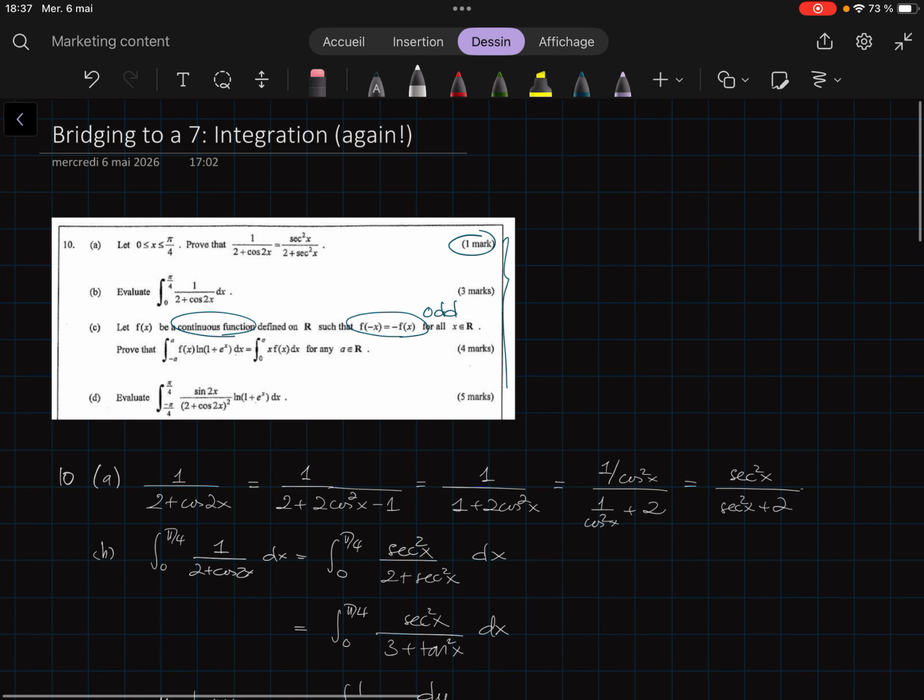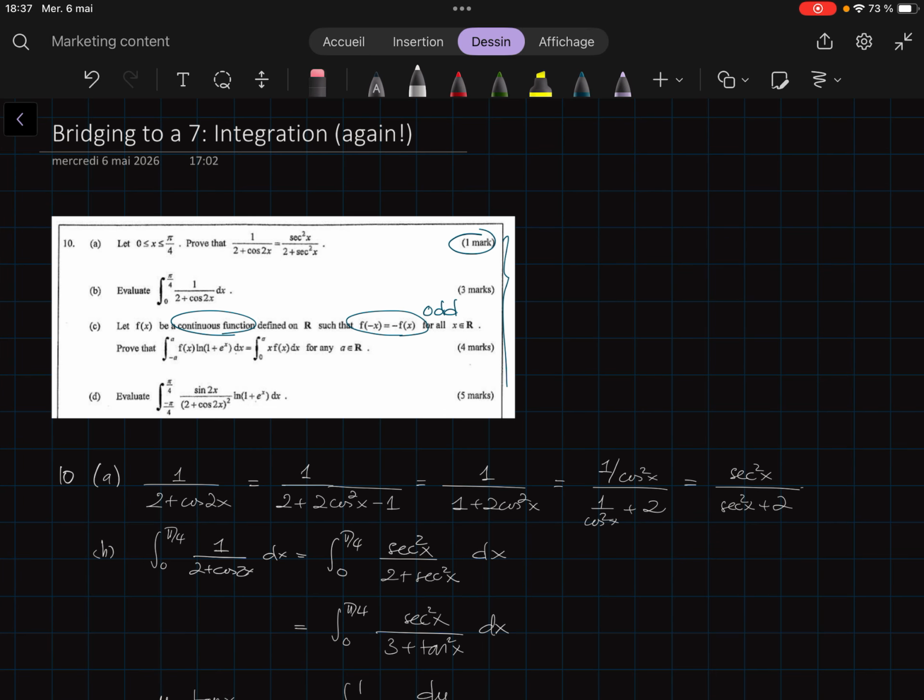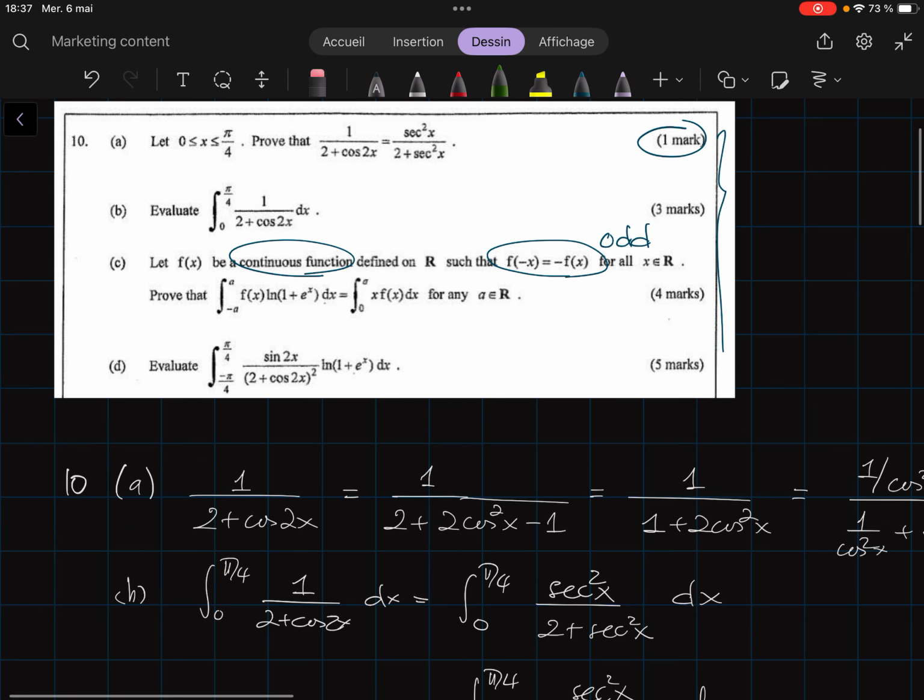Part D. Okay, so look at the left hand side. We have an integral from negative pi by 4 to pi by 4. We have a function multiplied by ln of 1 plus e to the x. This is also located right after part C, so we know we need to use part C somehow.